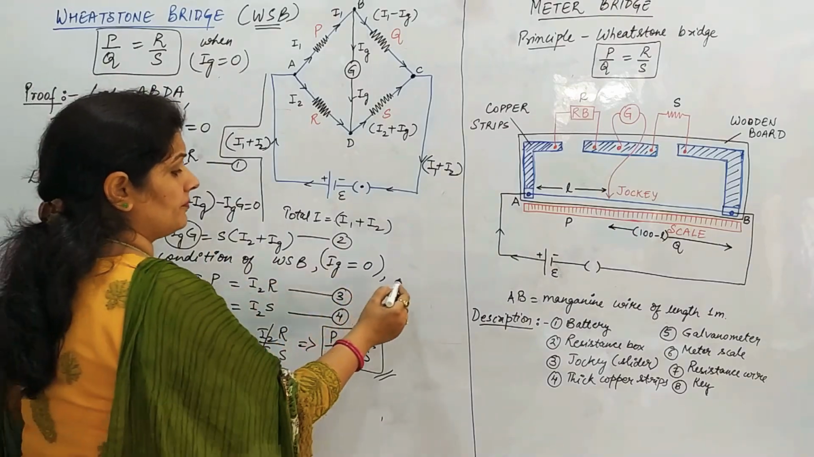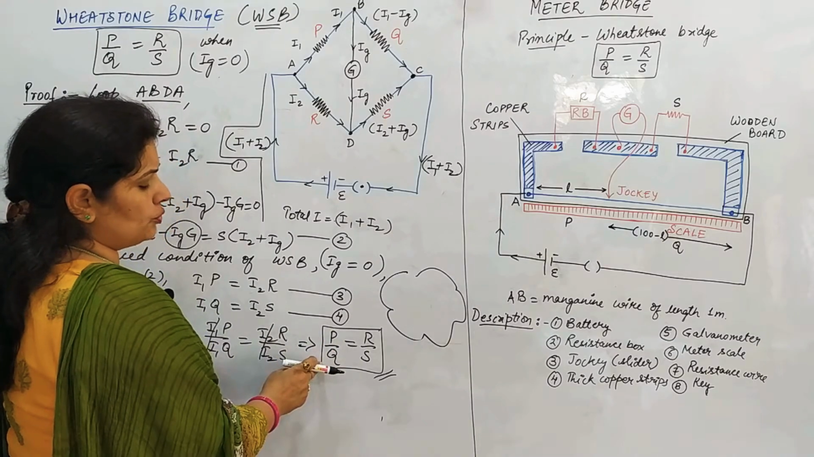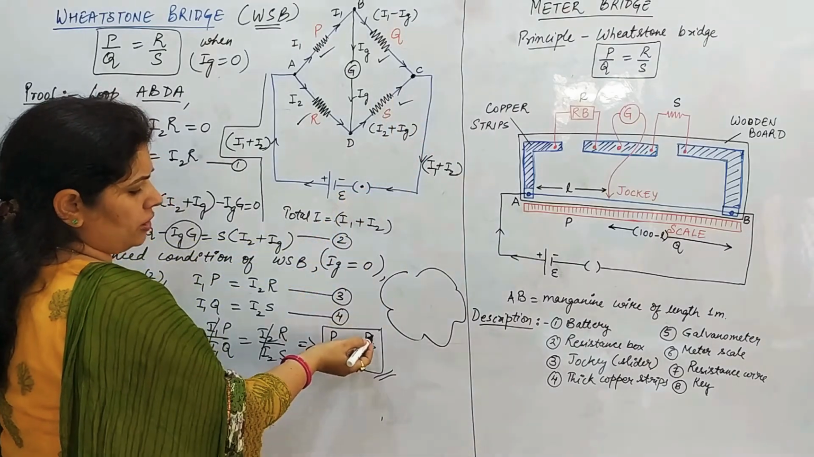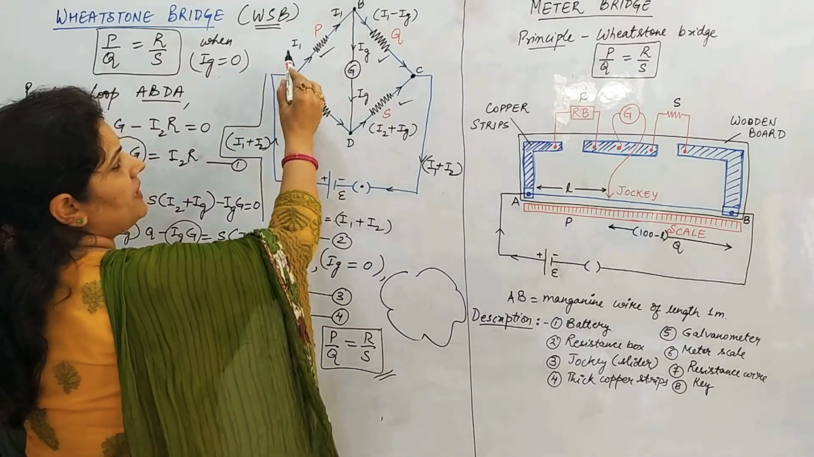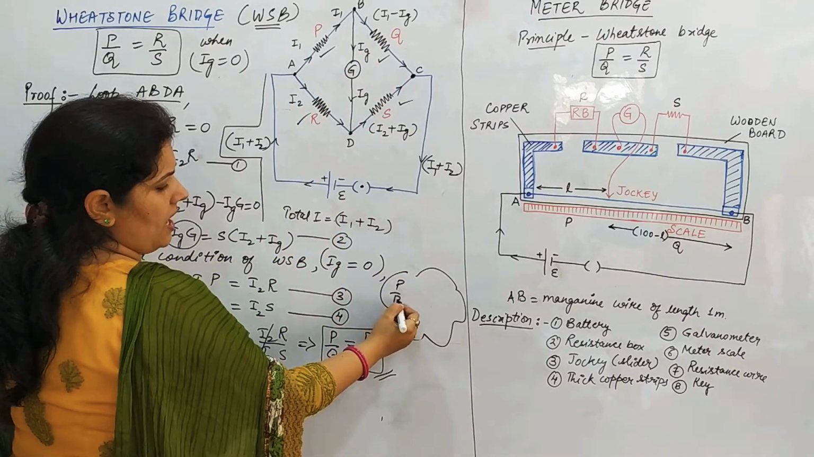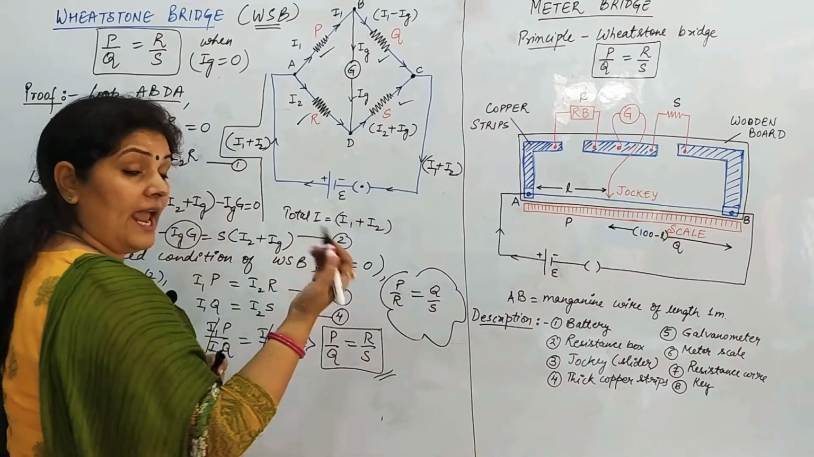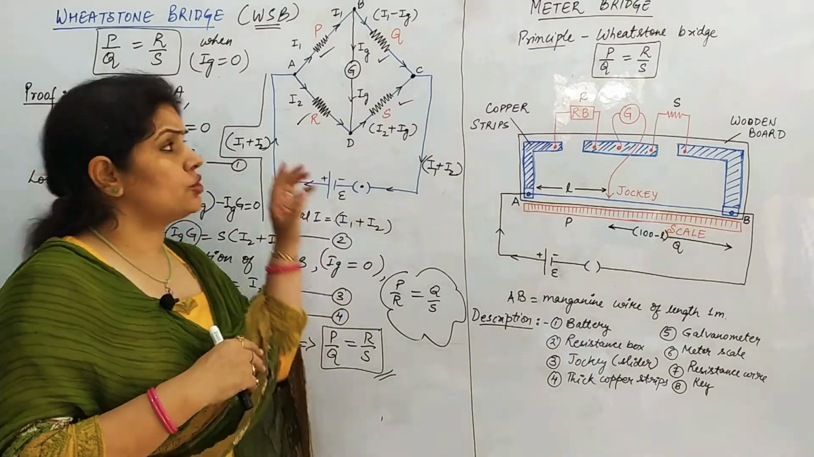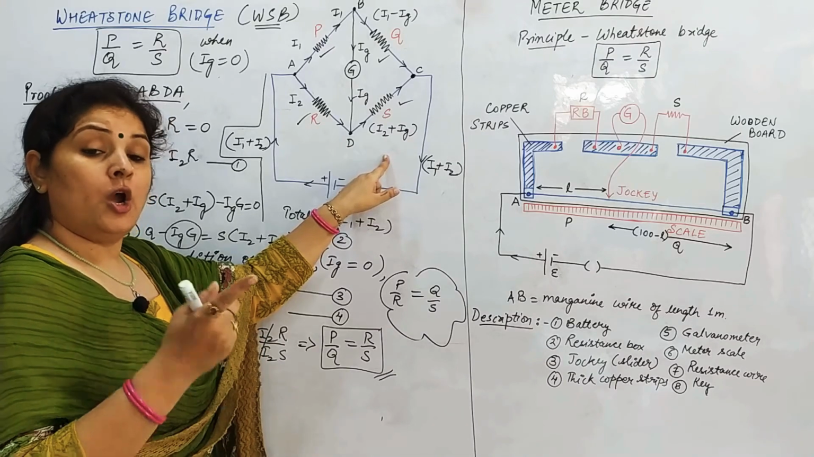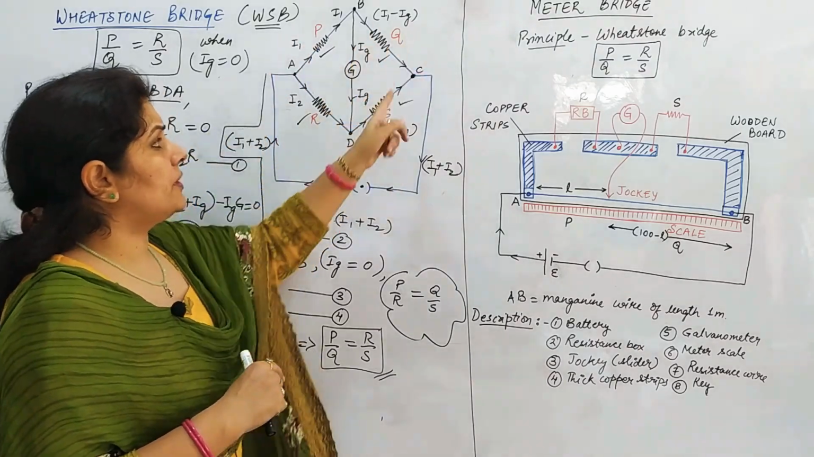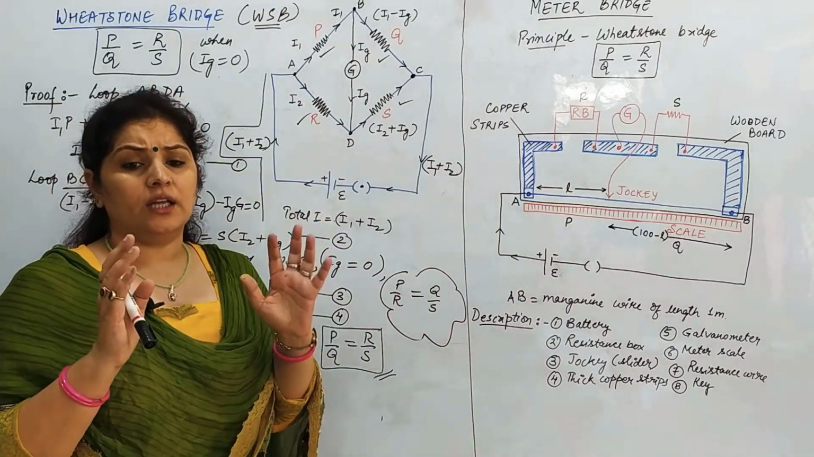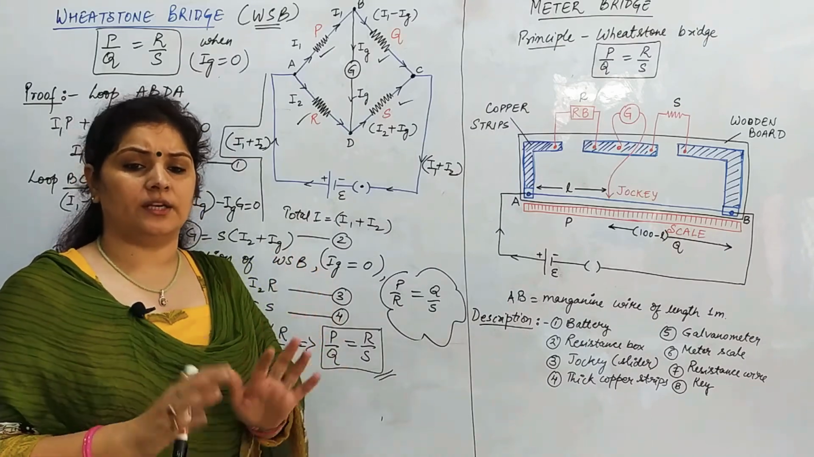And yes, one more thing, P upon Q is equal to R upon S. This upon this is equal to this upon this. You can also take R below this. P upon Q is equal to R upon S, or P upon R is equal to Q upon S. From any direction you can check the ratio. If this upon this is equal to this upon this, then it is also the balanced Wheatstone condition. Whichever ratio is the same, you will say that the given Wheatstone bridge is in the balanced condition, right?